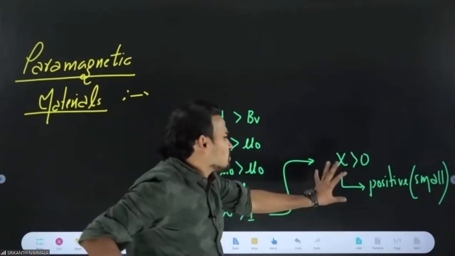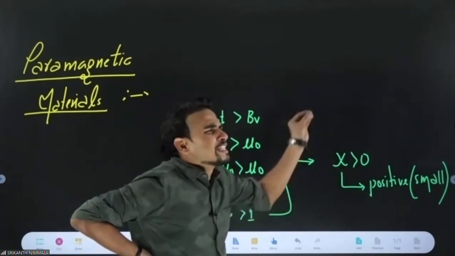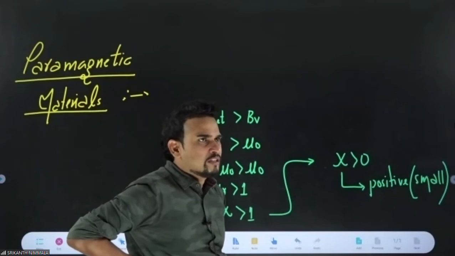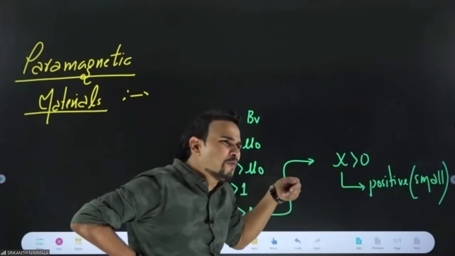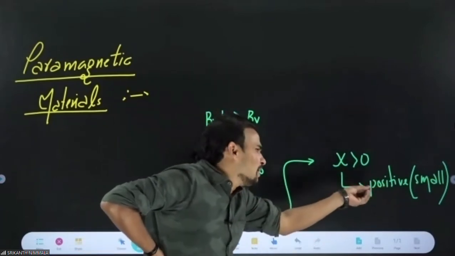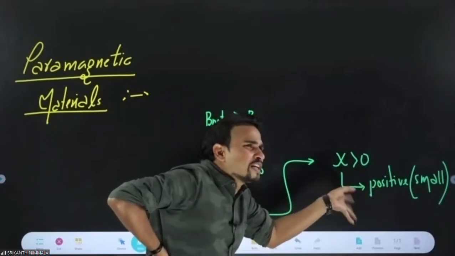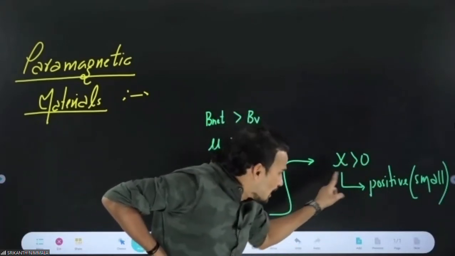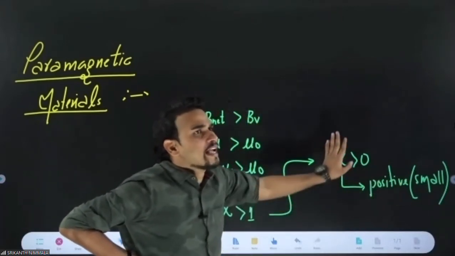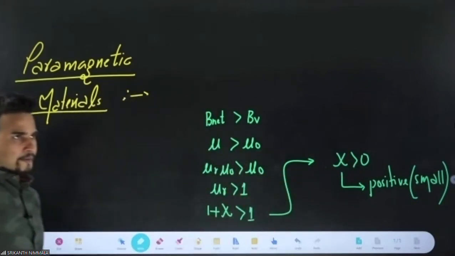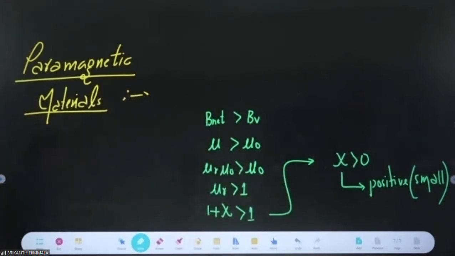Small positive value means maximum 1.5. They will give you xi is 0.5, xi is 0.25, xi is 1.2. That is your positive small value. That is, xi will be positive. First write this. Yeah, I think everyone has written. No problem.